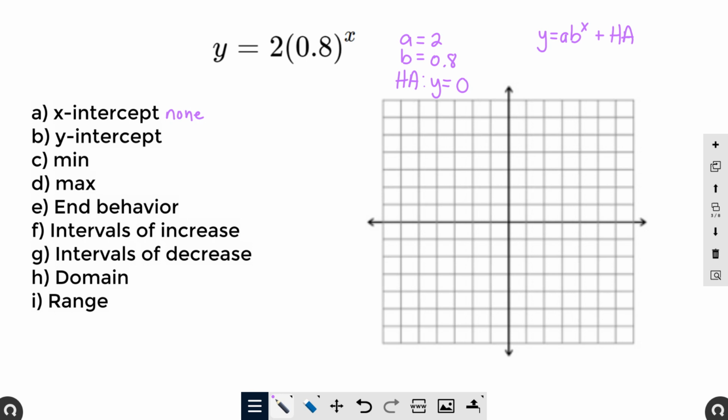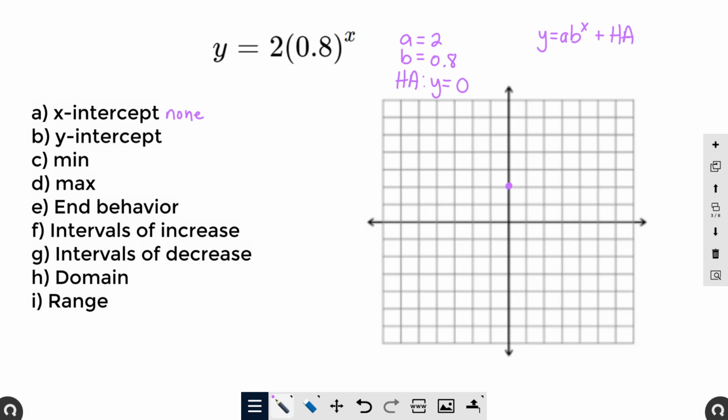Now, where is our y-intercept? You should be able to tell from getting this information. The y-intercept is at 2. Is it always the A value? The y-intercept is always A? No. When is it not A? If the HA is present. So if you move up or move down, that y-intercept is going to move as well.